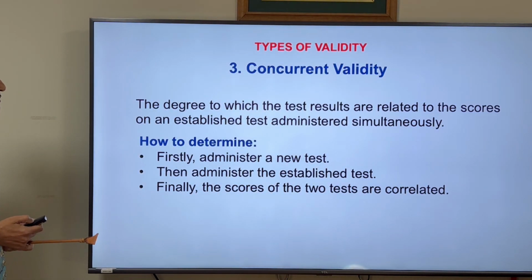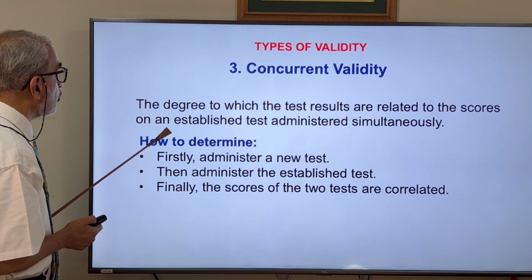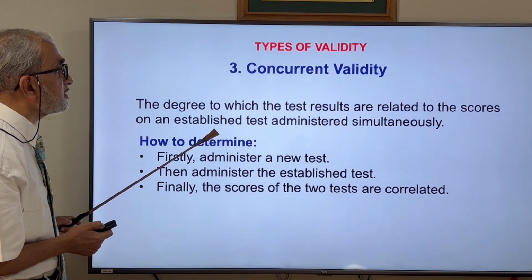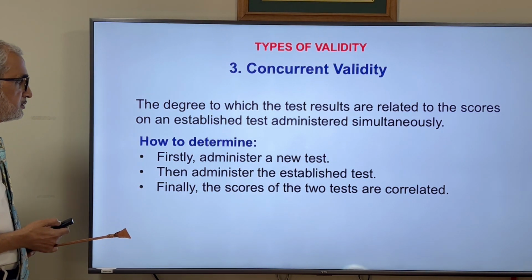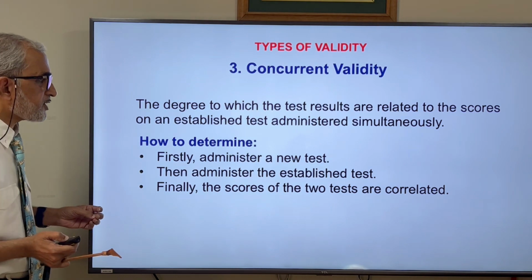Concurrent validity: the degree to which test results are related to the scores on an established test administered simultaneously. Now, how to administer? First, administer a new test.